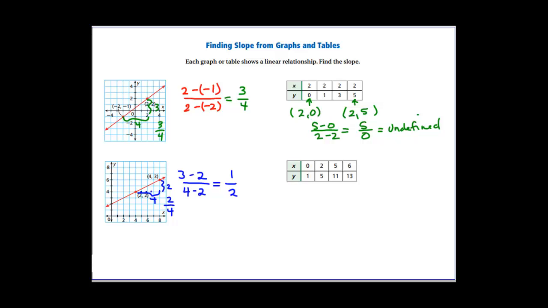In this situation, the second one below, we'll choose the two middle numbers in this case. So we have 2, 5, and we have 5, 11. And we can use our formula the same way. So 11 minus 5 over 5 minus 2, which is going to give us 6 over 3. And we can simplify this to 2 over 1. So we have a slope of 2.